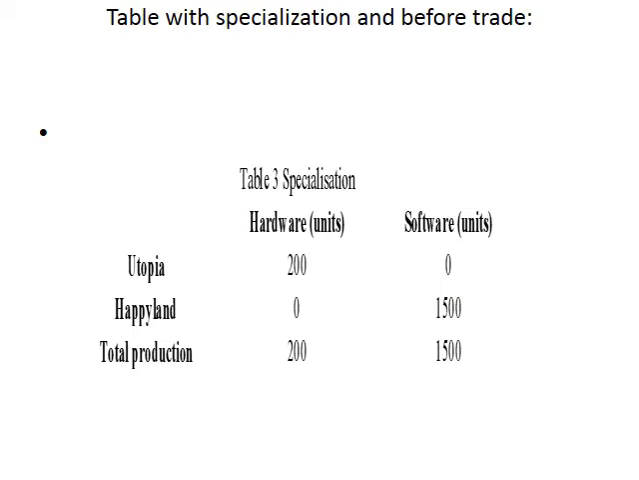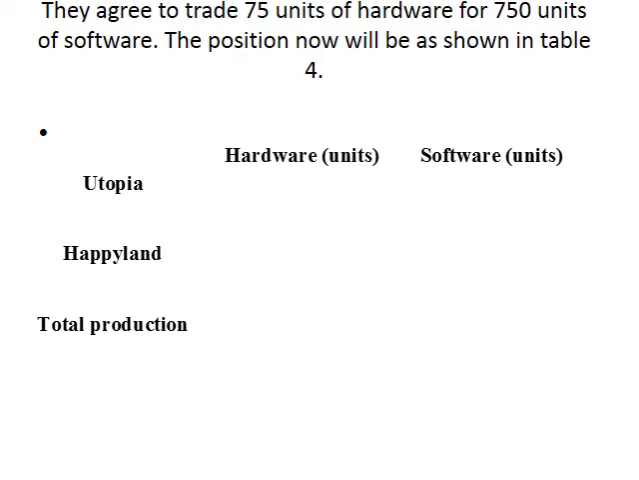So, table with specialization and before trade. Just a reminder, we have Utopia making only hardware, and we have Happy Land making only software, and this is our total production and total worldwide consumption. Now they're going to agree to trade 75 units of hardware for 750 units of software, again that 1-to-10 ratio. So let's see now what their consumption will be like. Consumption table, consumption after trade.